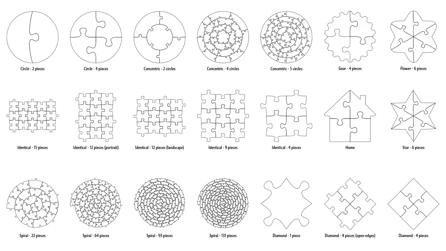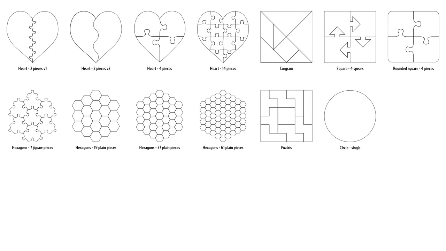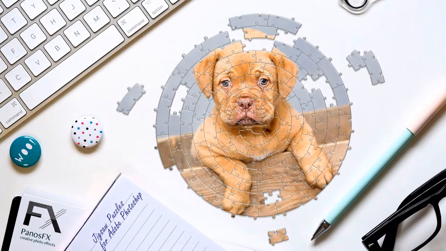The Special Jigsaw Puzzles is a Photoshop add-on that lets you create awesome jigsaw puzzles using a wide range of different shapes. This tutorial will show you how to use the add-on.